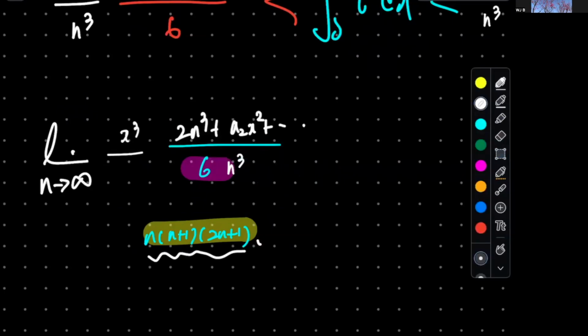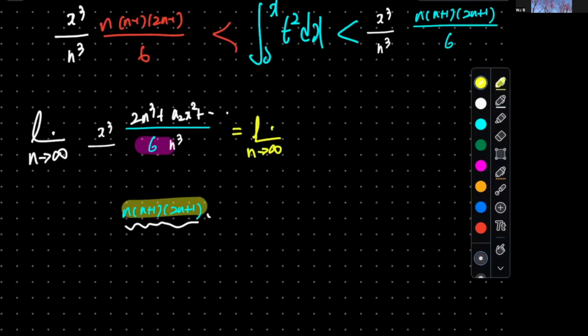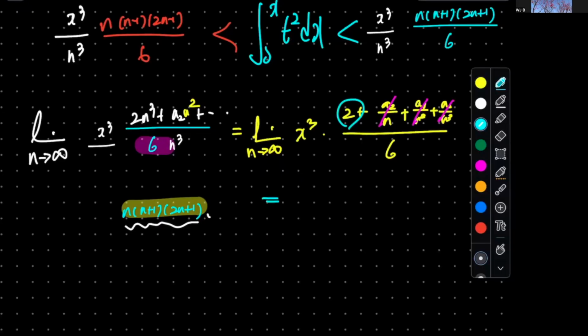Now, if you divide top and bottom by n cubed, the highest power, as n goes to infinity, x cubed times 2 plus any other term will be, for example, a2 over n, a1 over n squared, and the constant over n cubed, over 6. But if I send n to infinity, they will all become 0. So I will have only 2 left.